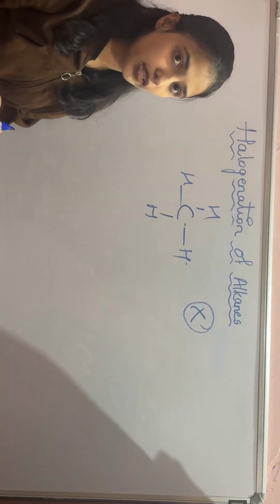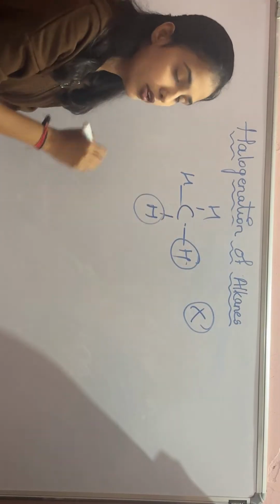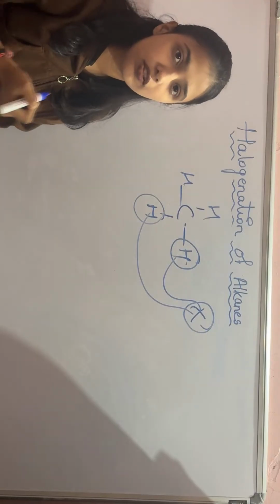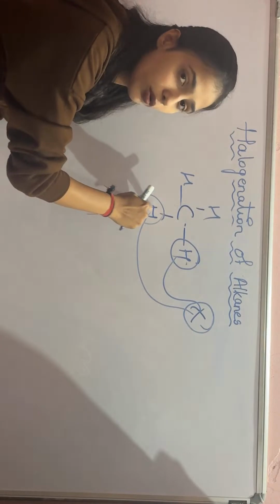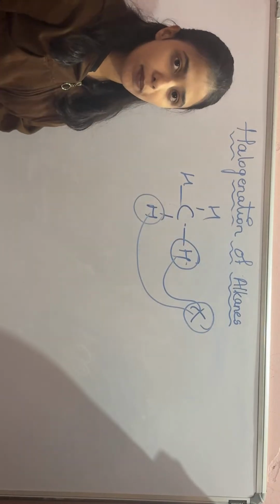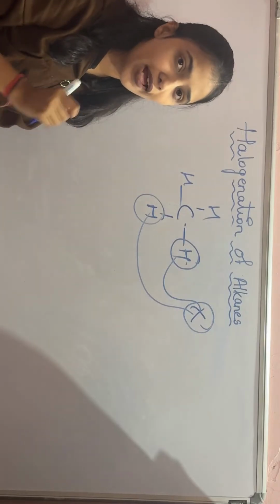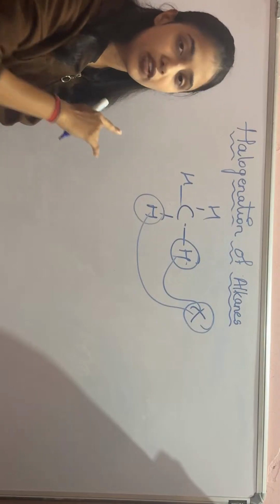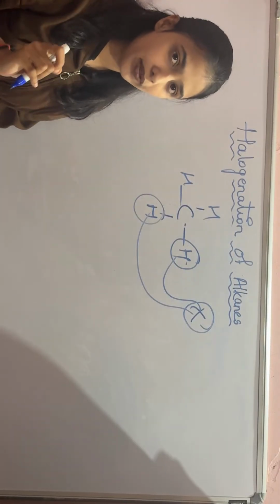So substitution is nothing but where at least one of your hydrogen is replaced by your halogens. So halogens are nothing but your Cl, Br, iodine, fluorine, where one or more of your hydrogen atoms will be replaced by your halogen atoms, and that process will be called as halogenation of alkanes. And this entire reaction will take place in presence of light and higher temperature.